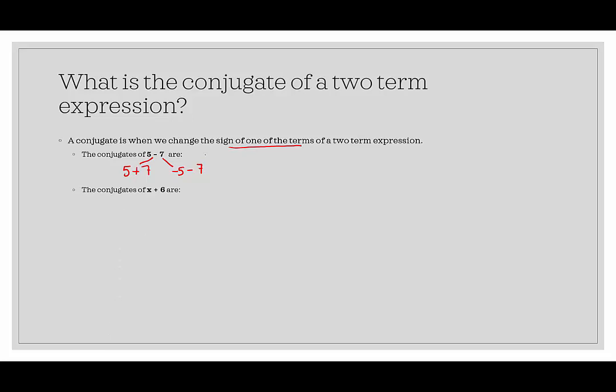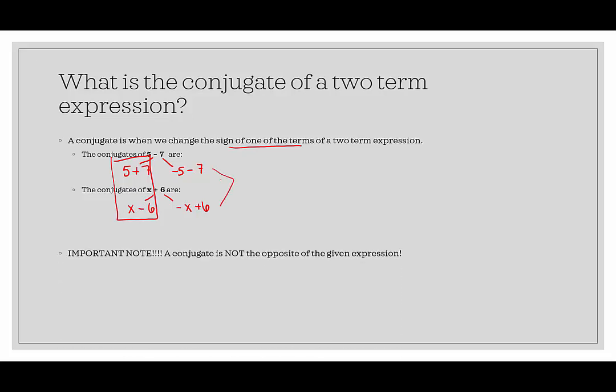Or if we have x plus 6, one of the conjugates of x plus 6 would be if we change that plus to a minus and make it x minus 6. Or if we just change that to a minus x plus 6. These are most commonly seen, so usually we just change the sign that's in between the two, whether it's an addition sign or a subtraction sign, but you can do these too, those are perfectly fine.